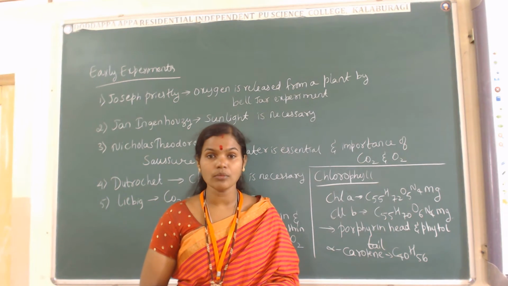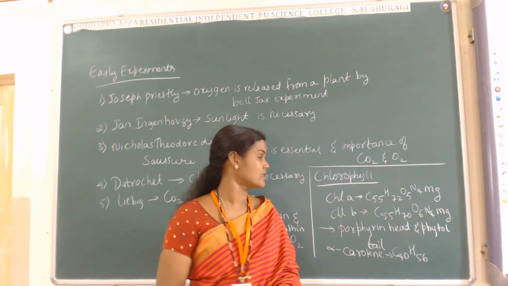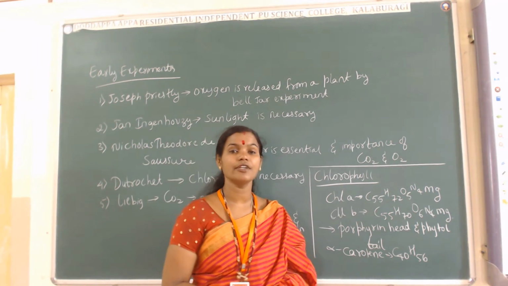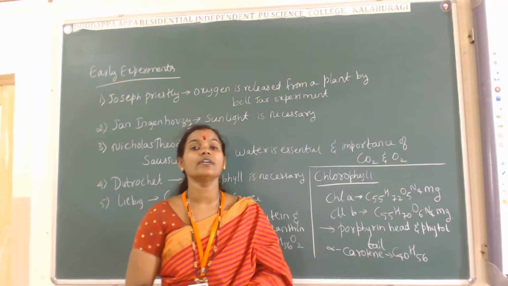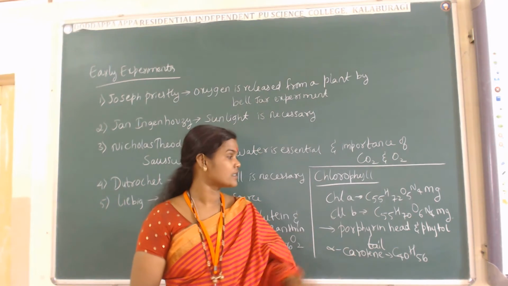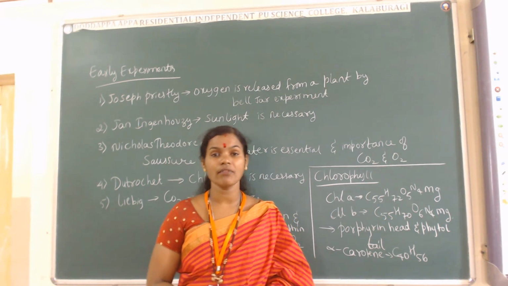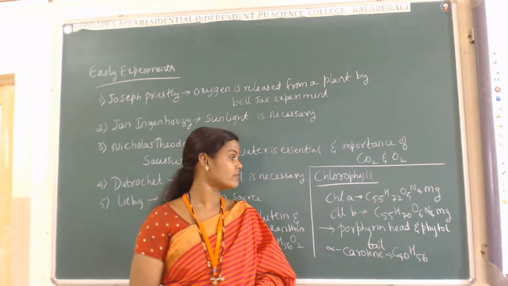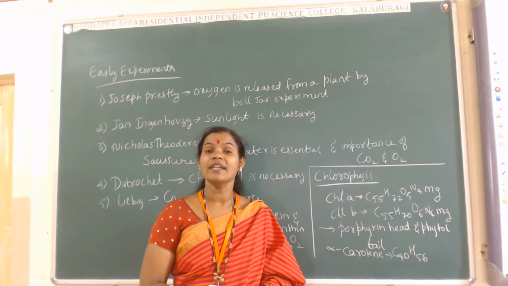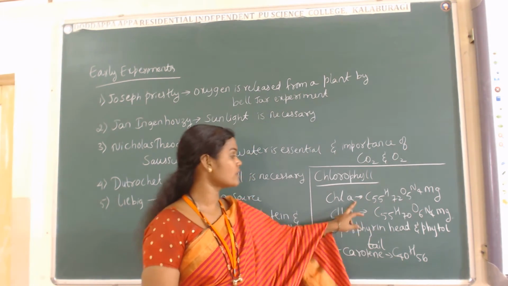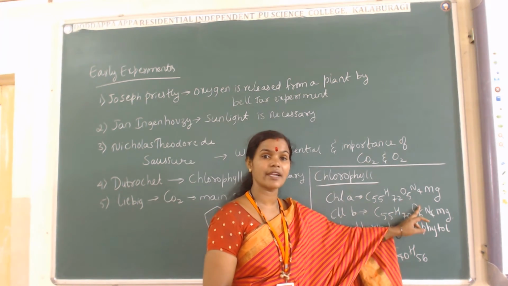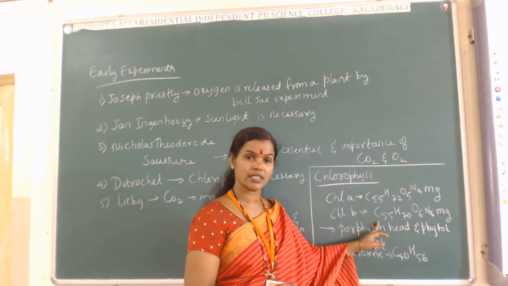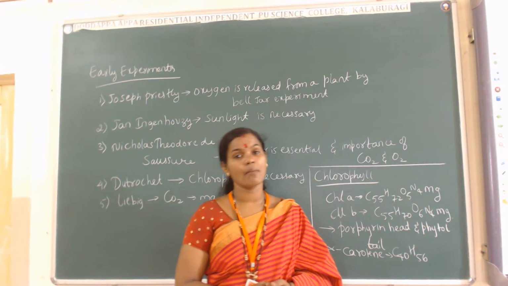And the empirical formula is very important for NEET and CET. The empirical formula for chlorophyll A is C55H72O5N4Mg, whereas the empirical formula for chlorophyll B is C55H70O6N4Mg. Now students, chlorophyll pigment is made up of carbon, hydrogen, oxygen, nitrogen and magnesium.